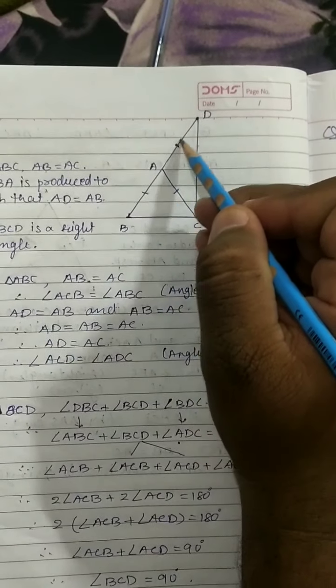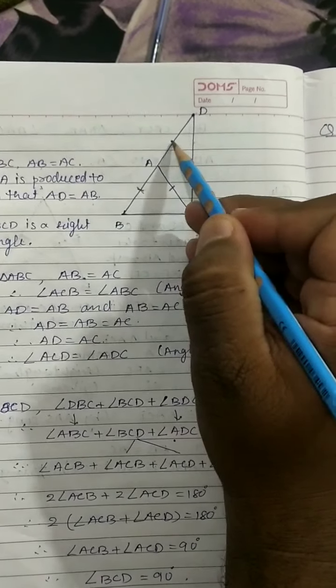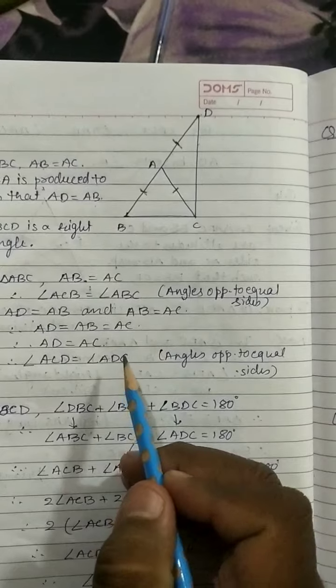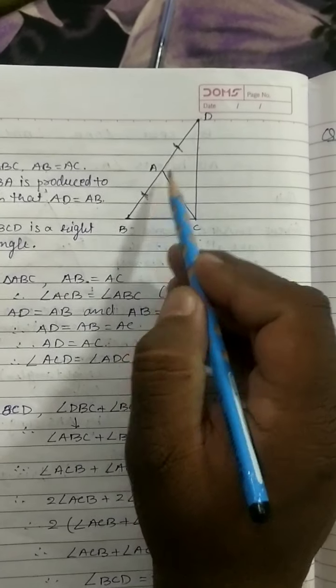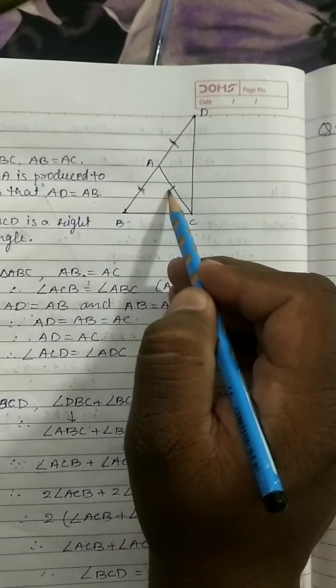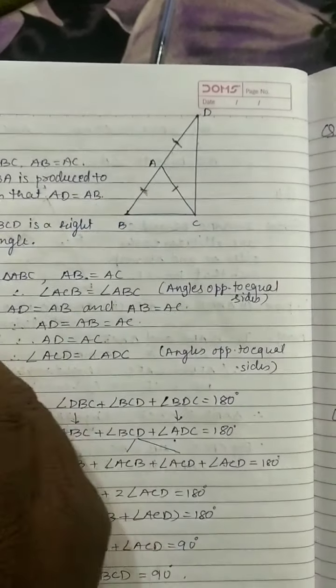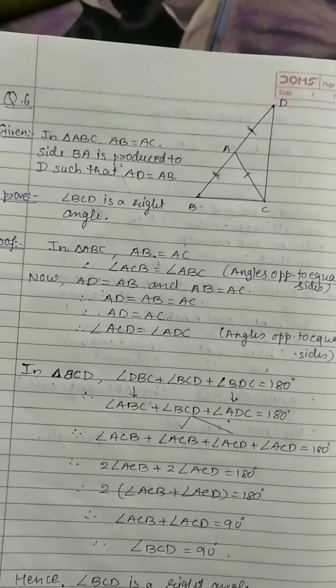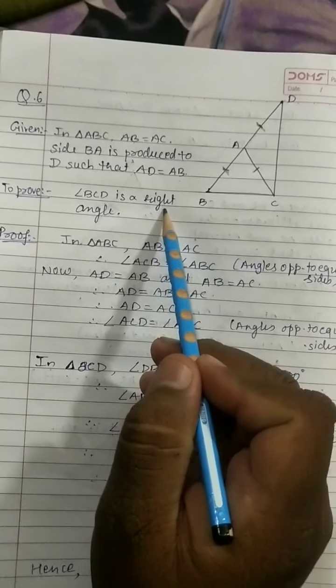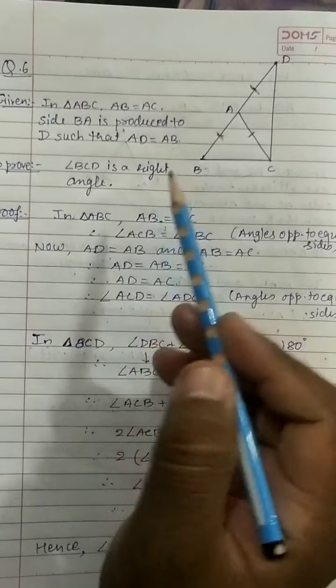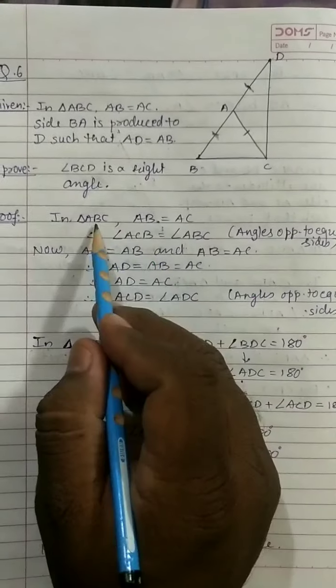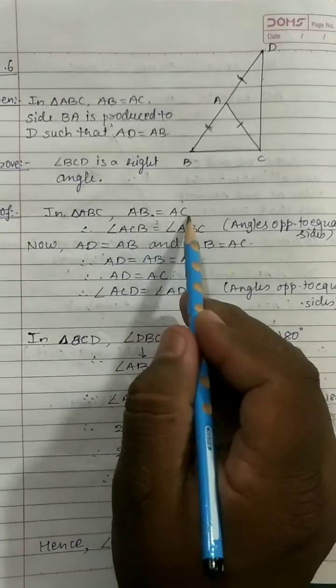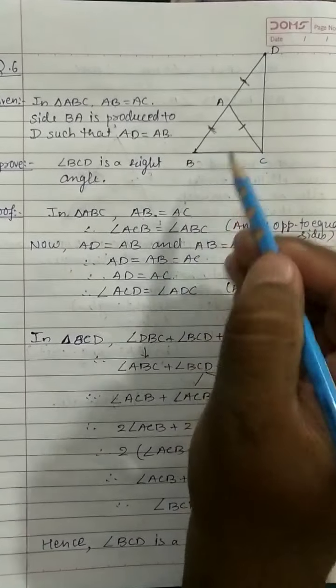BA is produced to point D such that these two sides are equal. And if these two sides are equal, so we can say this, this and this, all three sides are equal. Okay, we have to prove here angle BCD is a right angle, right? Prove. In triangle ABC, AB is equal to AC.